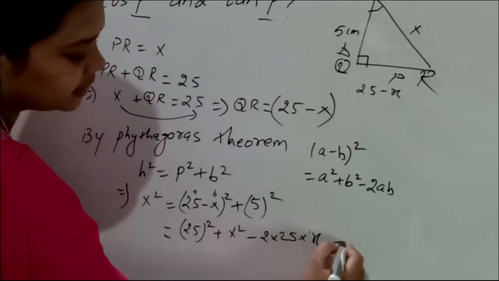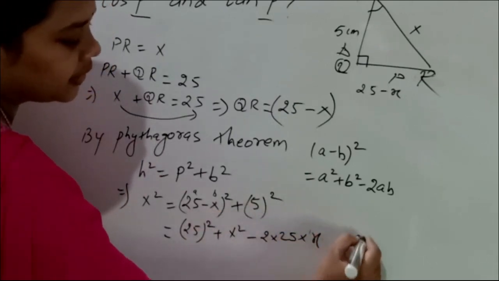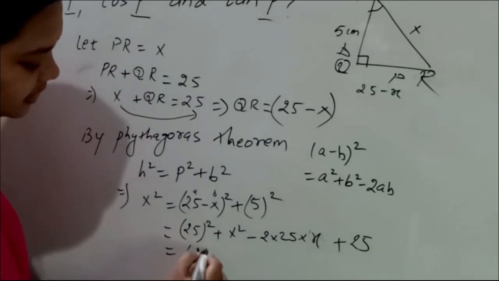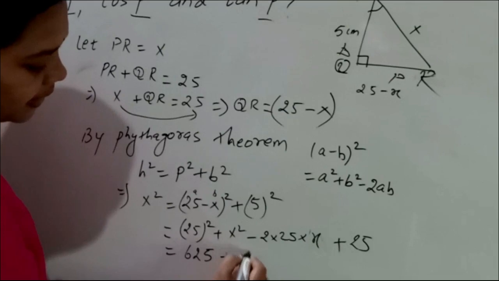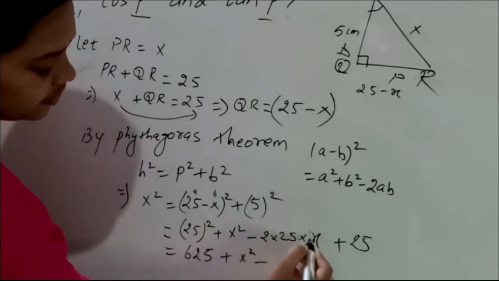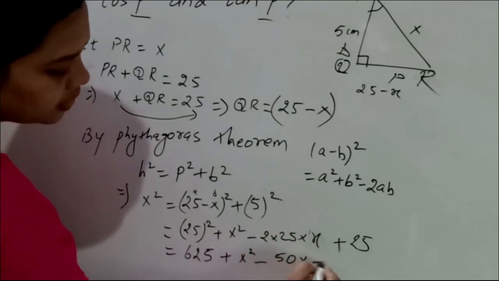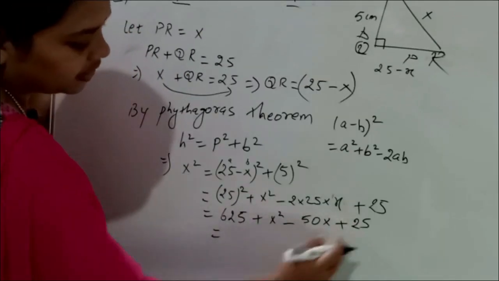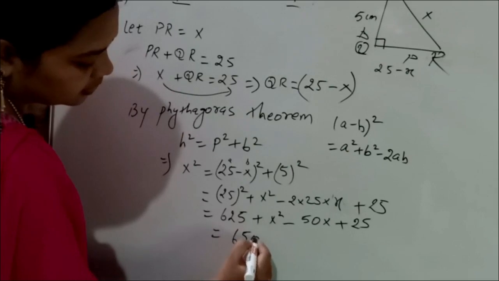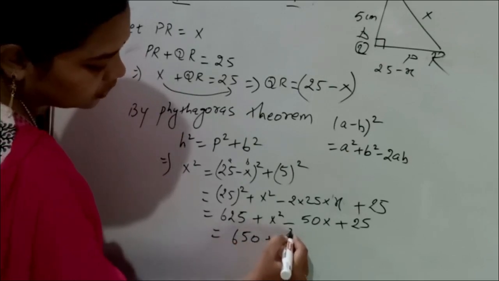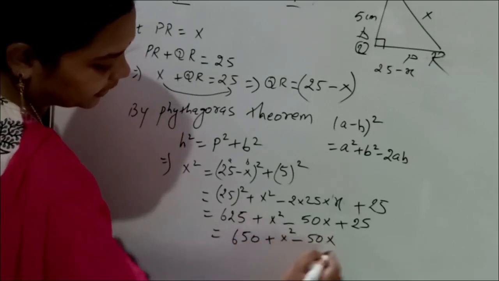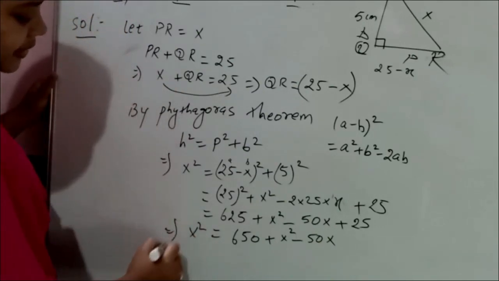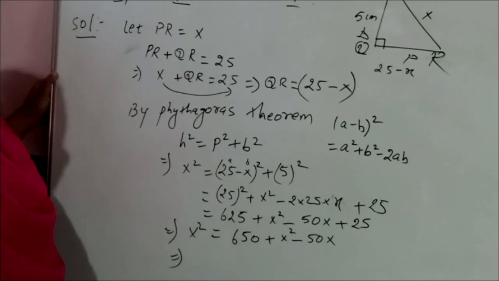Plus 5 square, that is 25. 25 whole square is 25 into 25, 625, plus x square minus 2 into 25, that is 50x, plus 25. So 625 plus 25 is 650, plus x square minus 50x. What is it equal to? x square, already in the LHS x square is given.